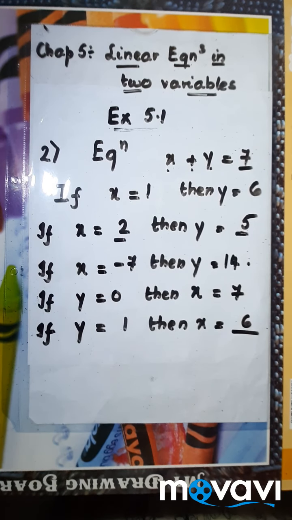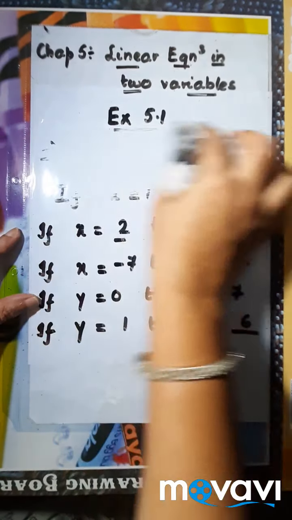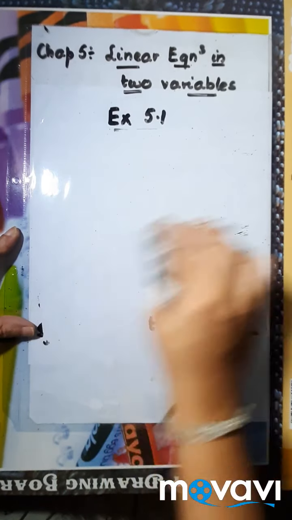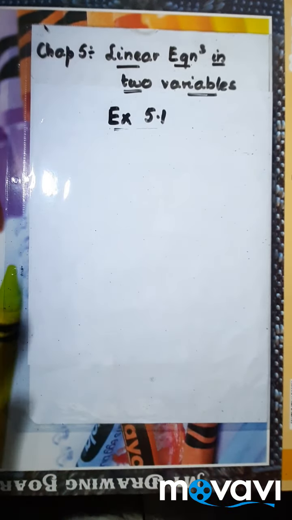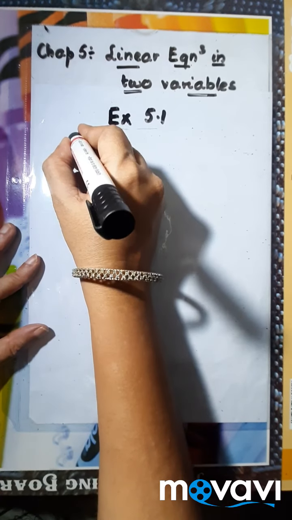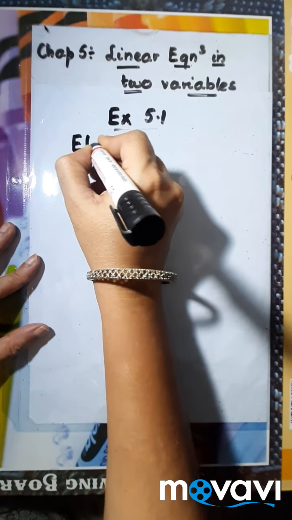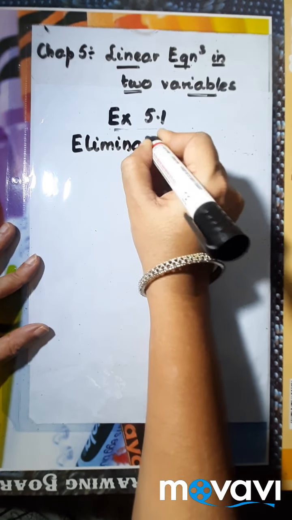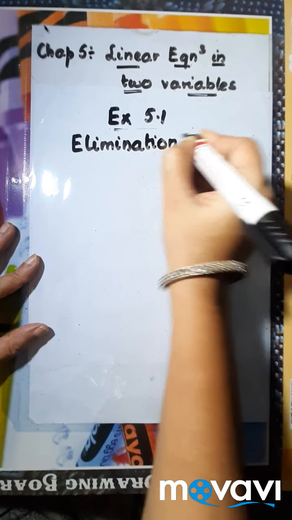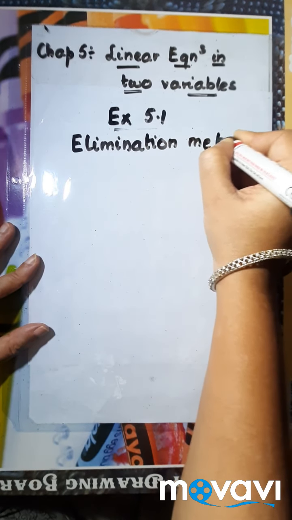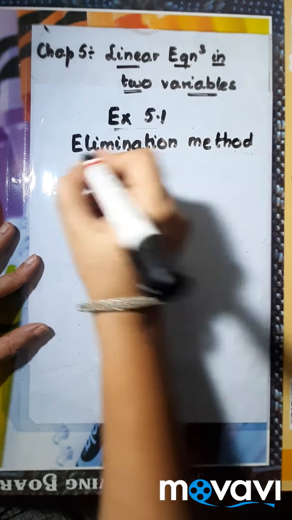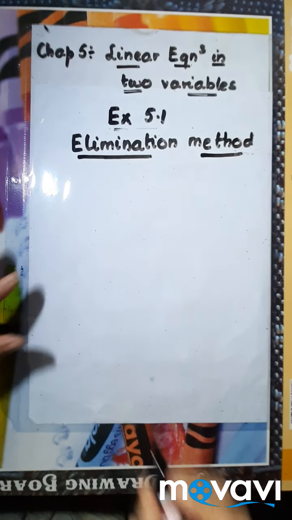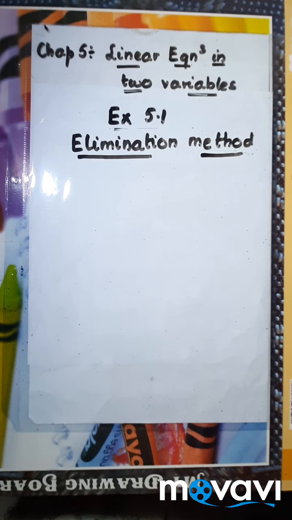Okay, there are 2 methods of solving, right? But this year we are only going to focus on elimination method, not substitution method. So we are going to do only elimination method. Okay, we are not going to do substitution method. We are only going to do elimination method of solving a linear equation. Is that clear? So please write the name of the method, elimination method.